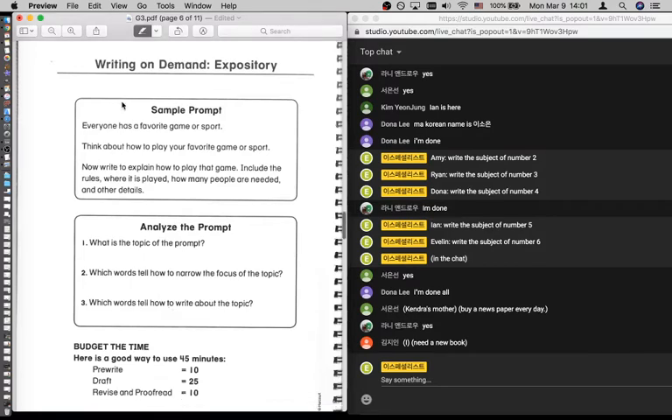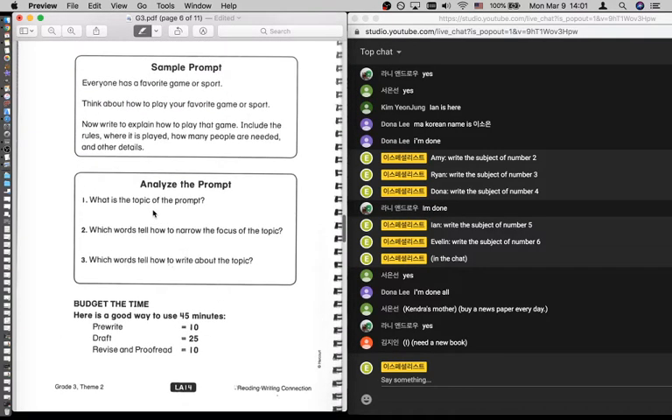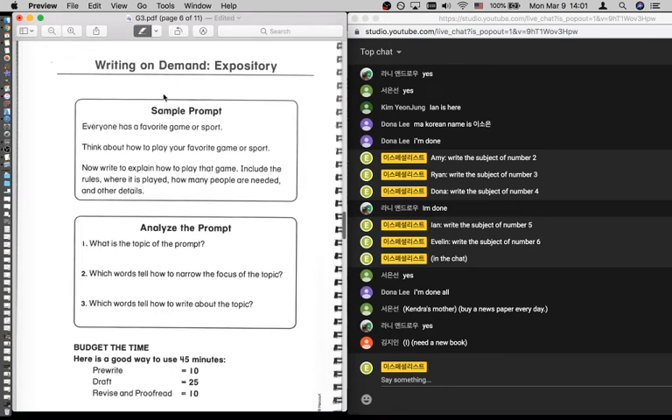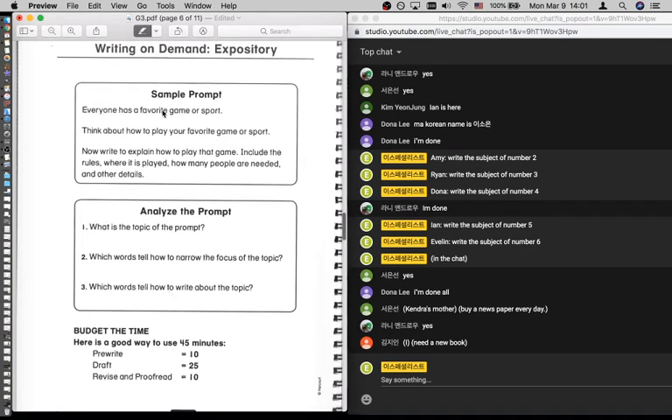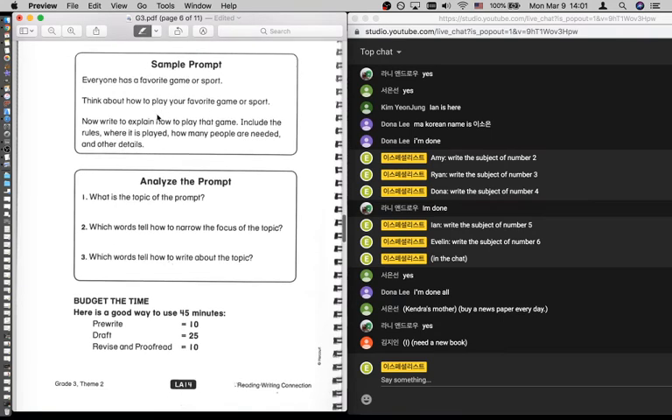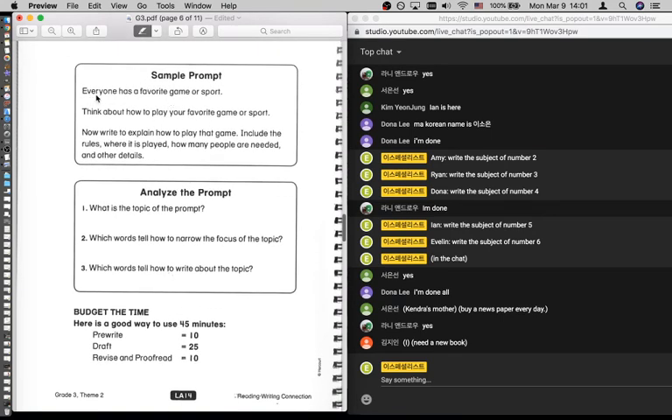If we look at this page here, LAT page 14, we have an example of a prompt, one thing that we can write. I'm going to explain on the board in a second how to organize this. Everyone has a favorite game or sport. Think about how to play your favorite game or sport. Now write to explain how to play that game. Include the rules, where it is played, how many people are needed, and other details.